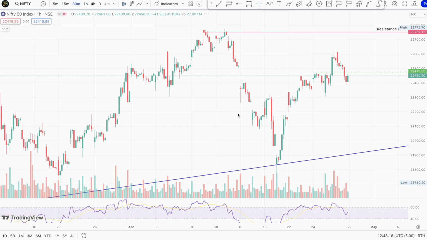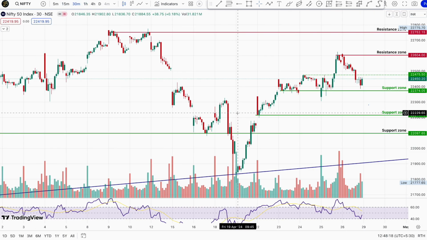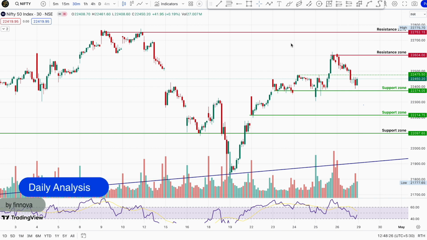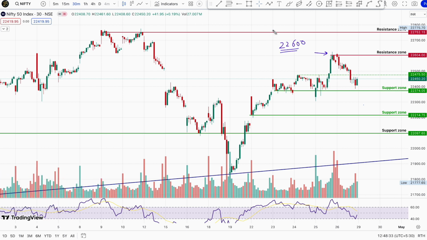Let's move to the 30-minute time frame, where we can see the possible resistance and support zones. 22,600 is a good resistance zone, as well as 22,752. On the lower side, 22,374 is a support point, because here it has also provided resistance at this zone.